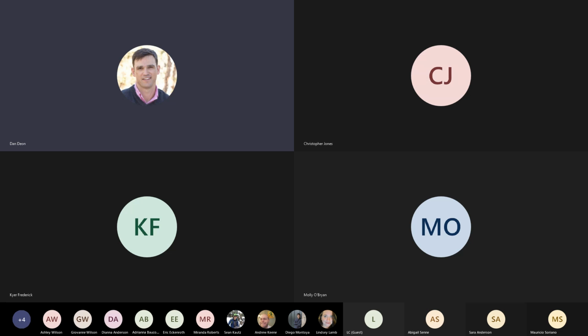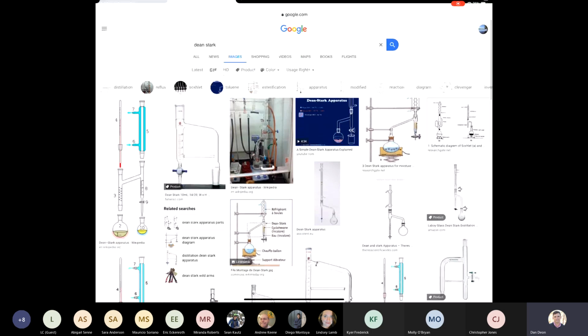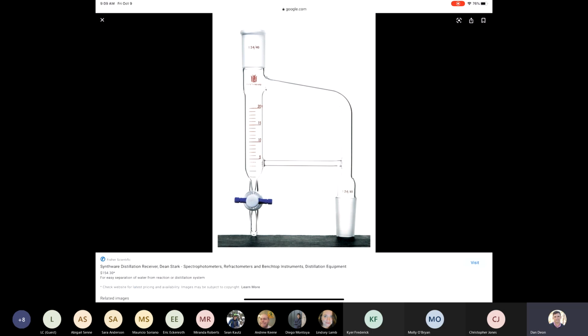It's a really good question, David. So I think it's worth looking at as a group. Can you see my Google page, what I just Googled with my iPad? Yeah, so I Googled the Dean-Stark apparatus. Now, I don't know if I can write on this. In fact, no, I can't. But let me just zoom in on one picture. Maybe this one. Yeah, so this is a Dean-Stark apparatus.